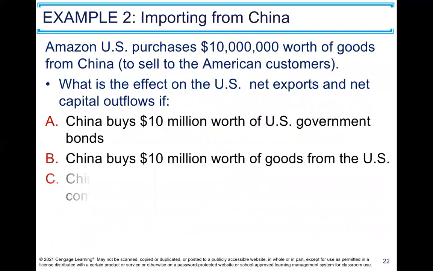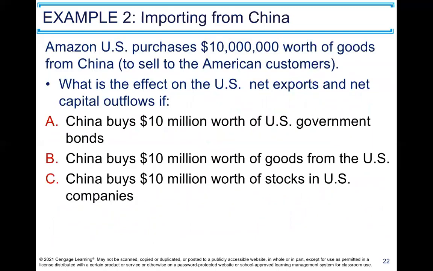Okay, let's look at another example. So now we're going to say that Amazon purchases $10 million worth of goods from China to sell to American customers. What is the effect on the US net exports and net capital outflows if A, B, or C? All right, A says China buys $10 million worth of US government bonds.